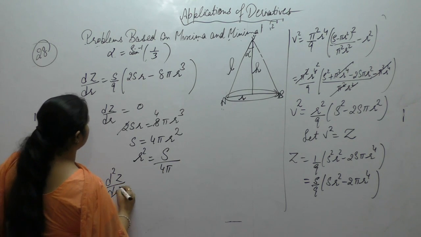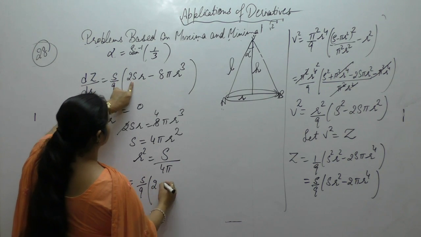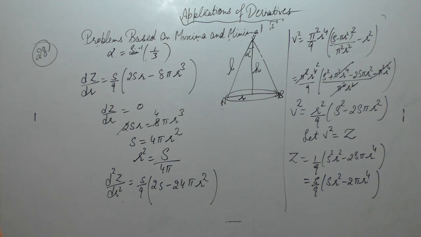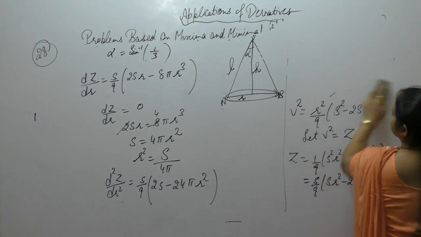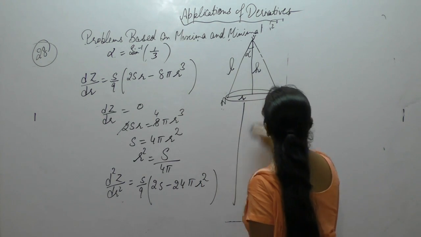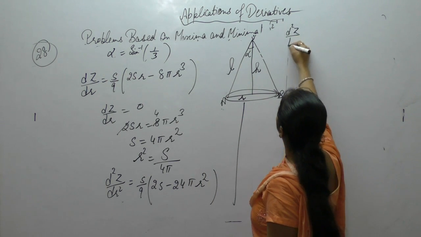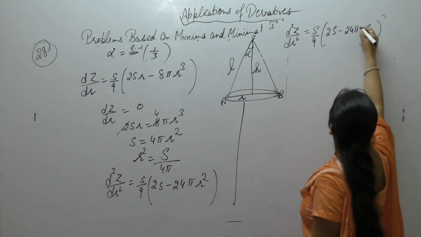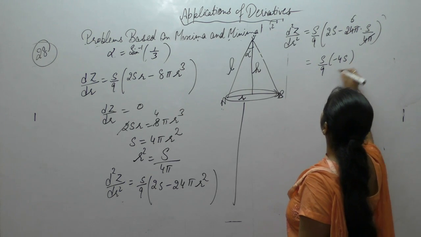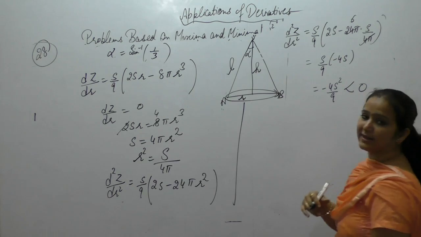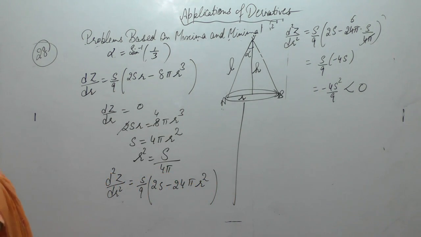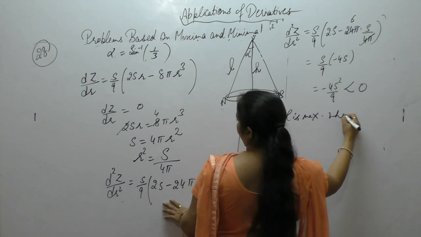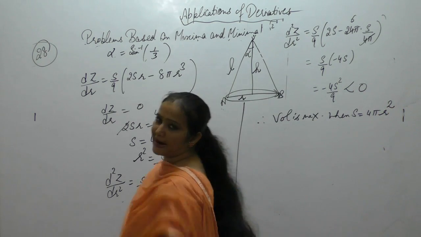Now find the second derivative. What do we get? Derivative of 2Sr minus 8 into 3, 24 pi r square. Now put the value of r square. d square z upon dr square is S by 9 (2S minus 24 pi r square), where r square is S upon 4 pi. So S by 9 (2S minus 6S) is minus 4 S square by 9, negative, therefore it is less than 0. Z is denoted by the volume, therefore the volume is maximum. Therefore volume is maximum when S is equal to 4 pi r square.